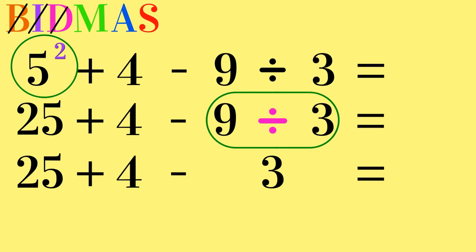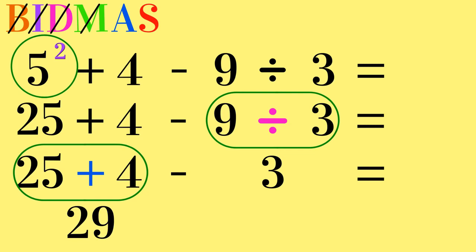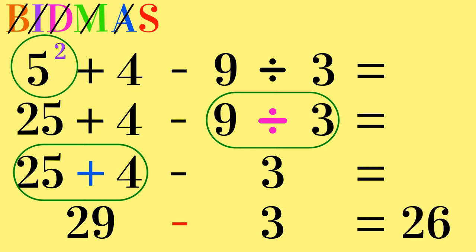Next in the BIDMAS order is multiplication, but we don't have any multiplication in this calculation, so we move on to addition. 25 add 4 is 29, so we have 29 subtract 3. 29 subtract 3 is 26, so the answer is 26.